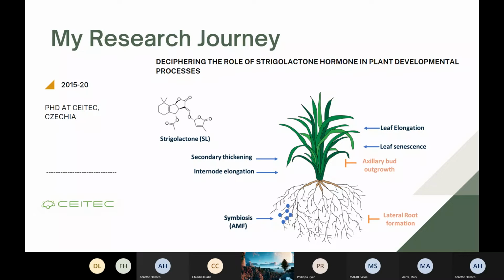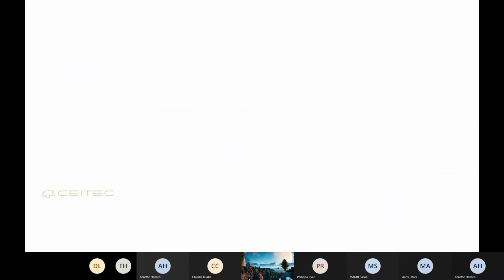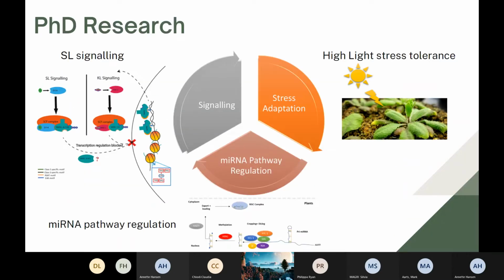Eventually, it was identified as a hormone which is involved at different developmental stages, which includes secondary thickening, internode elongation, axillary bud outgrowth, leaf senescence, leaf elongation, or lateral root formation. So when I started, the information was really very little, and so it made me more curious to start with its signaling pathway.